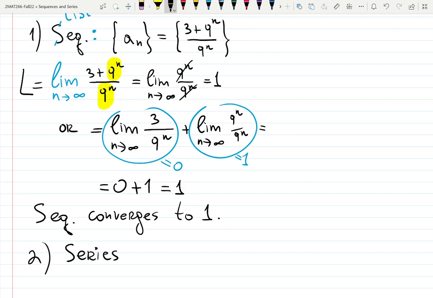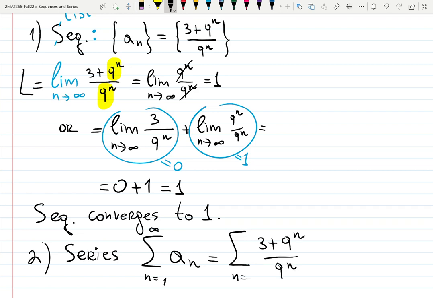So, the series will look like the sum of a sub n, n is from 1 to infinity. So we are working with the sum of 3 plus 9 to the n over 9 to the n, n from 1 to infinity. That is not the same thing as a sequence. A sequence was a list. A series is a sum.